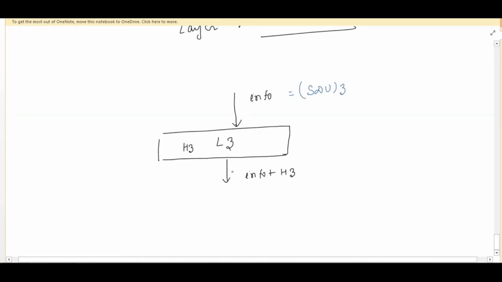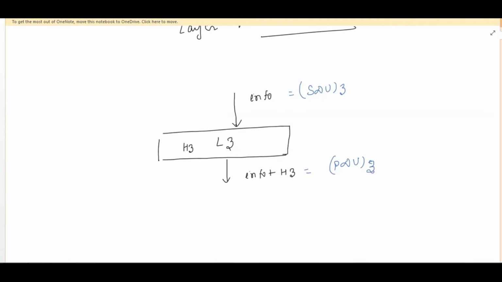What is layer 3 transmitting? Info plus S3. What you are transmitting is the PDU of that layer. So info plus S3 is the PDU of layer 3, and info is the SDU of layer 3.